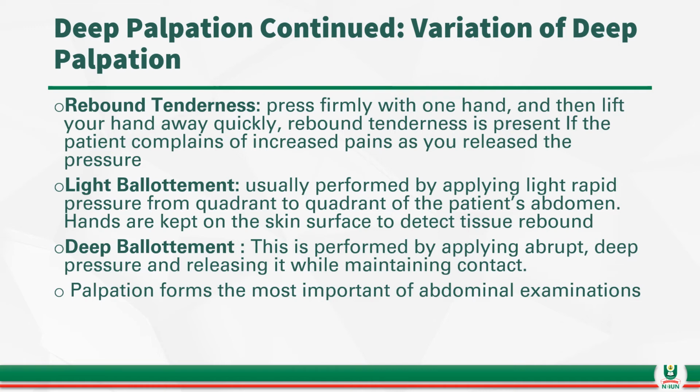The second one is light ballottement, usually performed by applying light, rapid pressure from quadrant to quadrant of the patient's abdomen. Hands are kept on the skin surface to detect tissue rebound. We say quadrant by quadrant, as we have about nine regions in the abdomen.